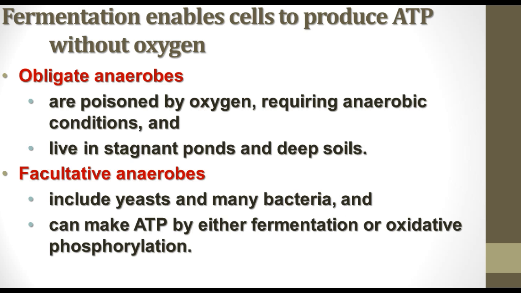Now, organisms that do not require oxygen are called anaerobes, and there are two main kinds of anaerobes. There are obligate anaerobes and facultative anaerobes. Obligate anaerobes have to be away from oxygen. They're poisoned by oxygen. They require anaerobic conditions. These are bacteria and other small organisms like that that live in stagnant ponds and deep soils, places that they're away from oxygen. And so they have to undergo a process like this in order to survive.